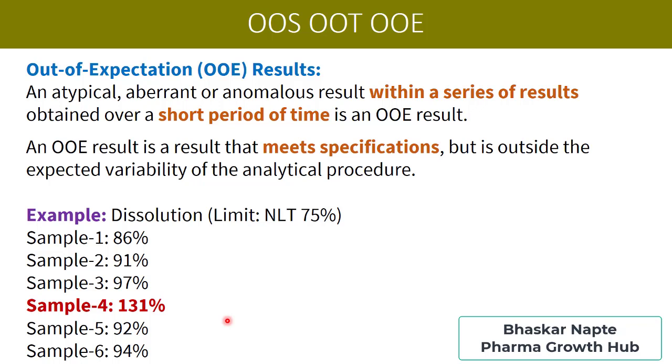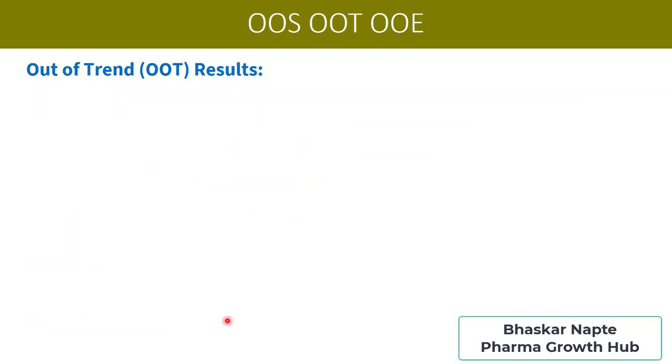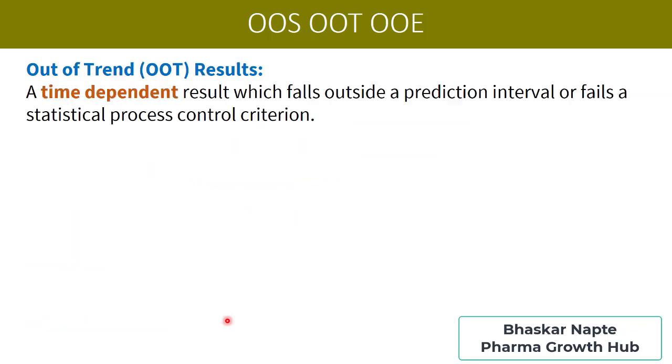Let us now talk about the third term, that is the out of trend or OOT result. What is meant by that? A time dependent result which falls outside the prediction interval or fails a statistical process control criteria.